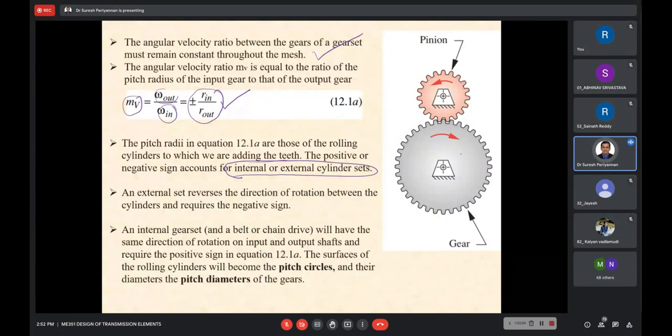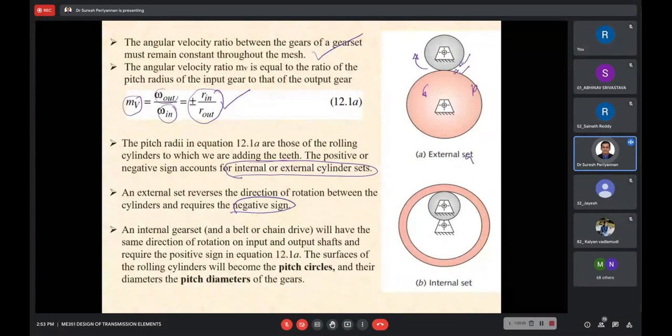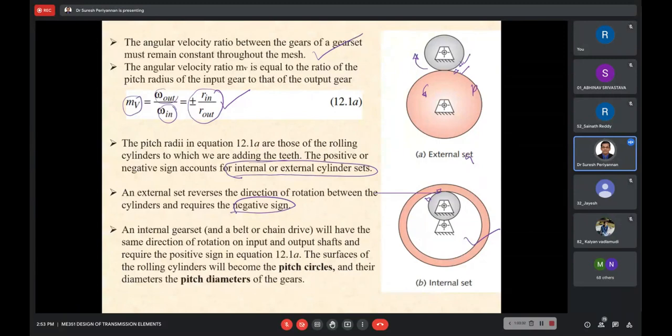For example, this is the external set, the gear, and this is the pinion. The pinion teeth and the gear teeth are engaged externally. This is called an external set. In an external set, both rotate in opposite directions, hence we consider the negative sign. Now I come to the internal set. In the internal set, the teeth are engaged like this, both rotate in the same direction, so we consider the positive sign.